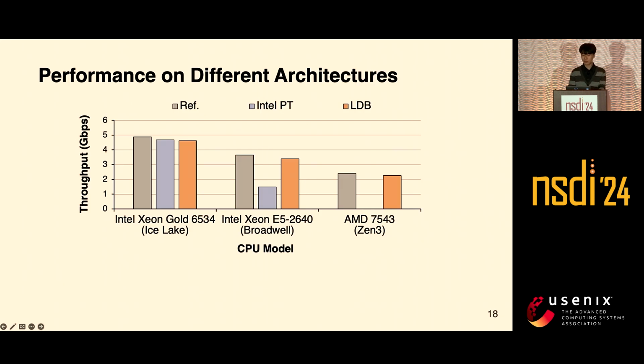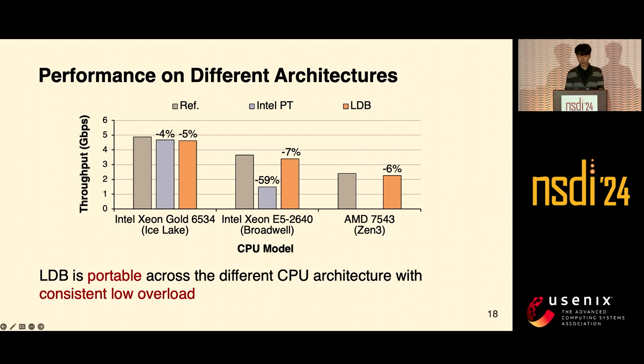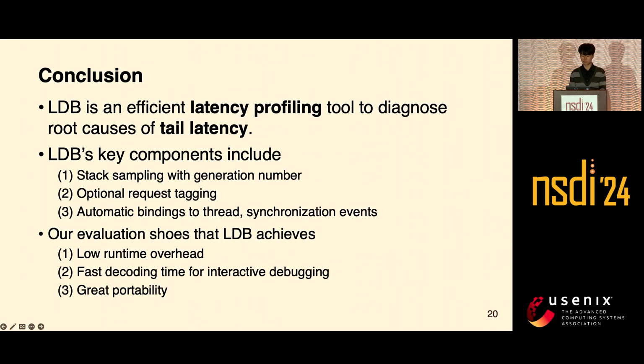Next, to demonstrate the portability of LDB, we measured the throughput achieved by Quicly, a fast-release implementation of the QUIC protocol, with latency profiling by Intel PT and LDB. Even though Intel PT shows 4% overhead with the recent CPU architectures, older models cost up to 59% overhead. In addition, as an Intel-specific mechanism, it cannot be used for AMD processors. On the contrary, LDB shows consistent overhead across the different CPU architectures, which is comparable to the overhead of the hardware-assisted approach with the recent CPU architectures.